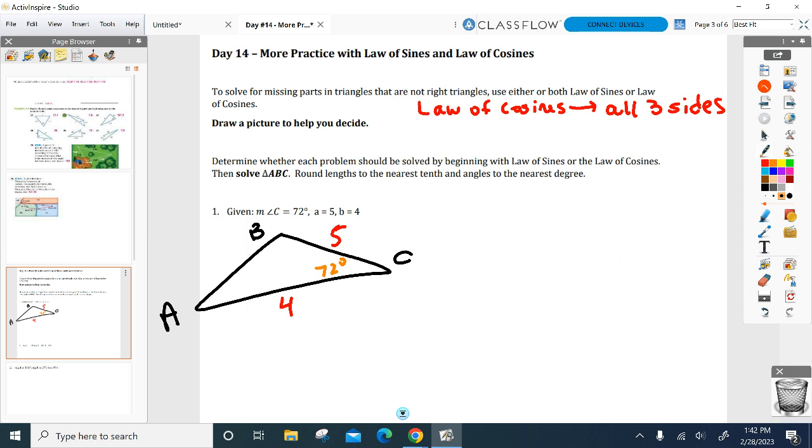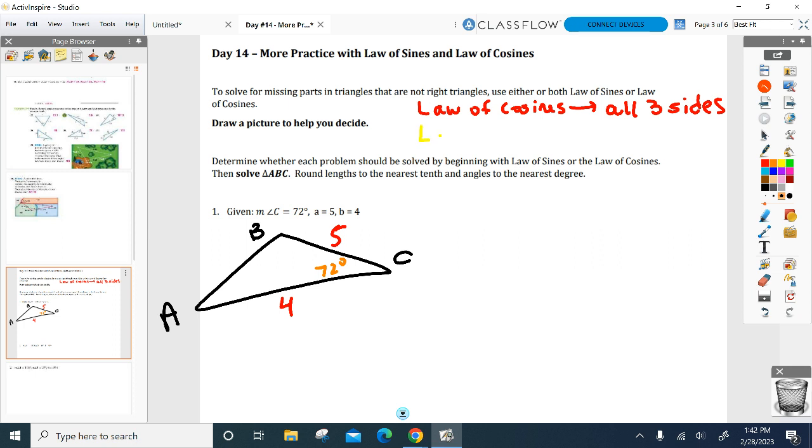Now, what do I mean by all 3 sides? You could know all 3 sides already, or you can know 2 and find the missing one. Okay, that's what I mean by 3. You could know 2, and the other one could be missing. So that's when you have to use law of cosines, if you have all 3 sides.